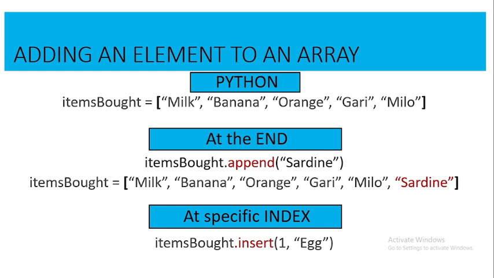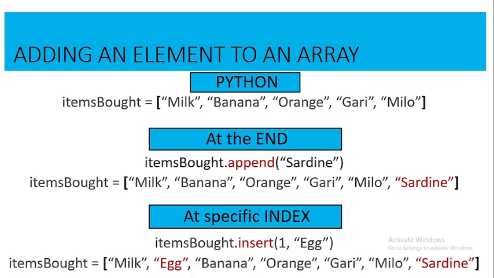At the end of the day you will have items equals milk. Then because you inserted at position 1, the egg takes the position of 1. So milk, egg, banana, orange, gari, milo, and then sardine.